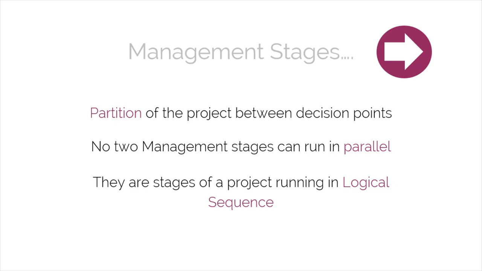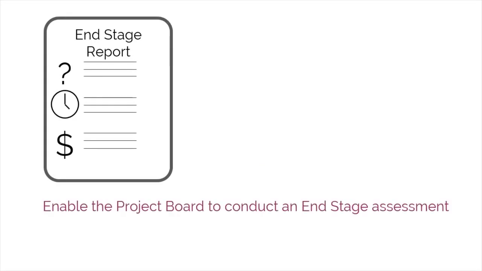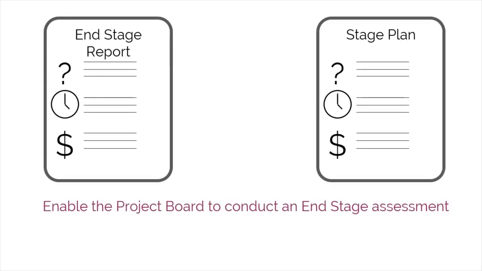A project can have multiple stages of execution depending upon how the project is partitioned based on what major decisions need to be made. The project board authorizes one management stage of the project at a time. It's imperative that at the end of each stage, the end stage report and stage plan are created to request authorization to commence the next management stage. The end stage report, together with the stage plan for the next stage, should contain all the information necessary to enable the project board to conduct an end stage assessment and make a decision to proceed.